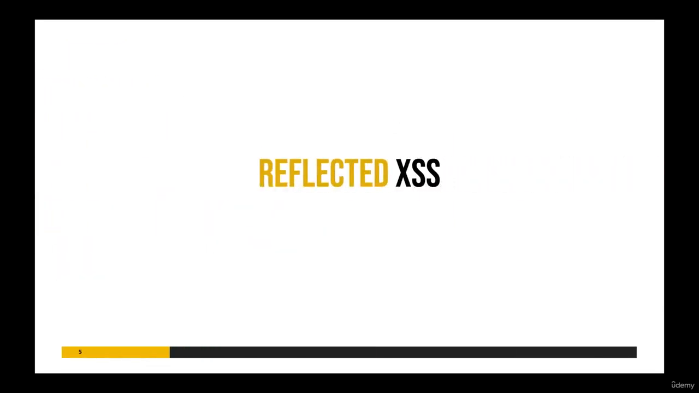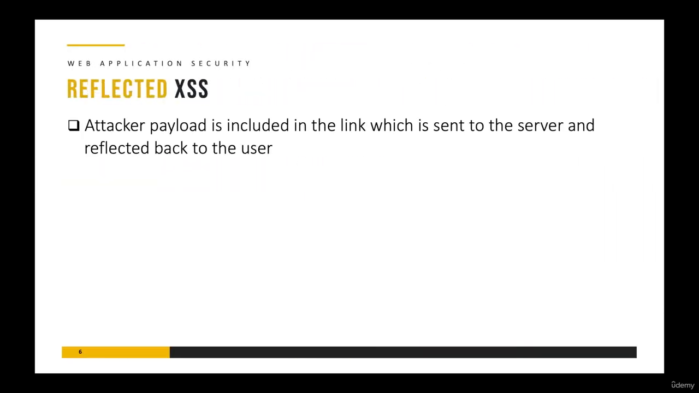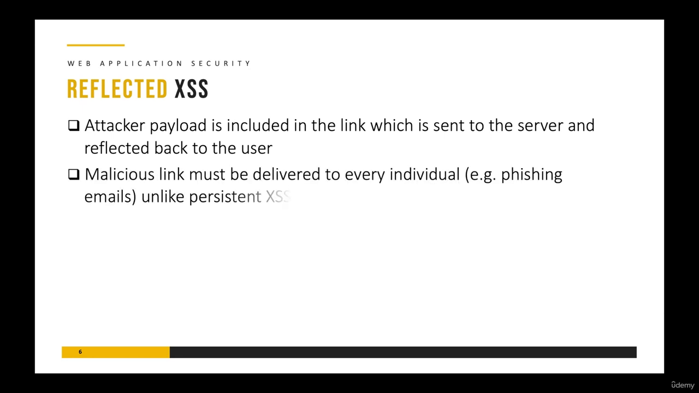Let's discuss the second type of cross-site scripting, which is the reflected cross-site scripting attack. In this type of attack, the attacker payload is included in the link, which is sent to the server and then reflected back to the user. Now the malicious link must be delivered to every individual, for example through phishing emails.